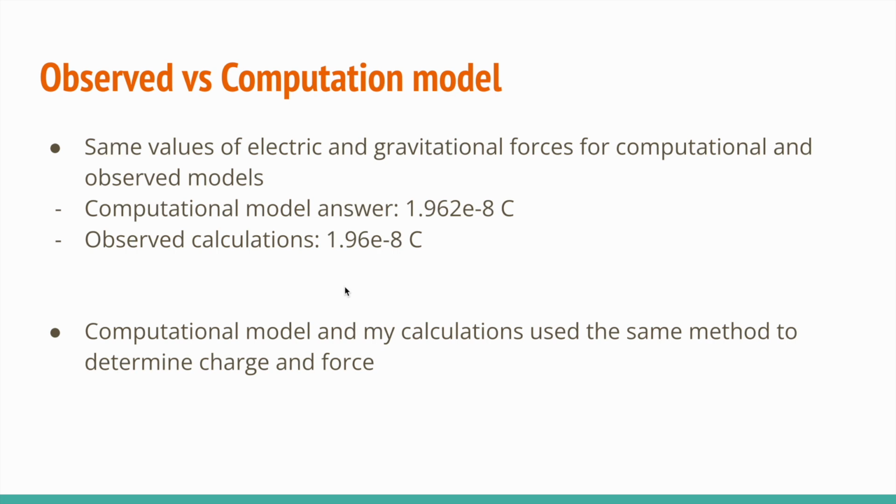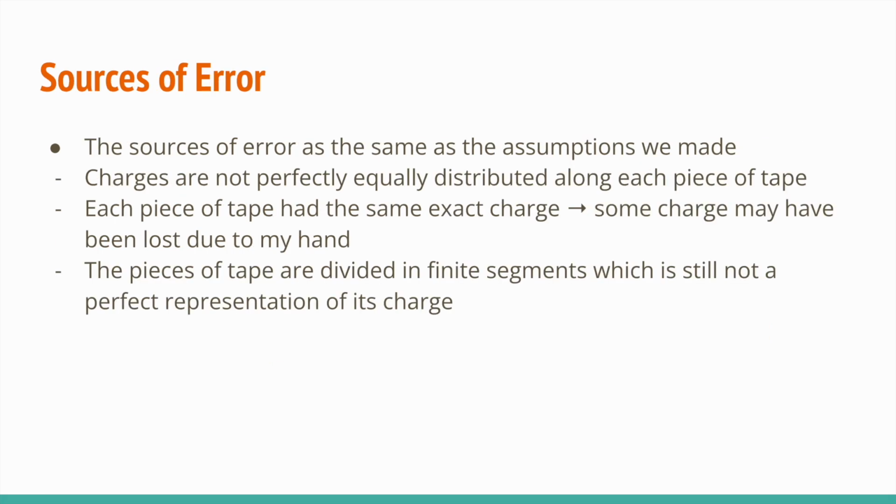The computational model and my calculations use the same method to determine charge and force, which is why they're so close. Some possible sources of error are related to the assumptions that we made earlier in this lab, which include that charges are not perfectly equally distributed along each piece of the tape. We also assumed that each piece of tape had the exact same charge, whereas some charge may have been lost due to my hand while handling the tape. And we also have to account for the pieces of tape being divided into finite segments, which are still not a perfect representation of its charge.